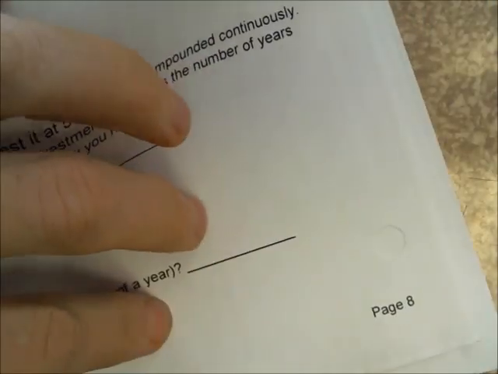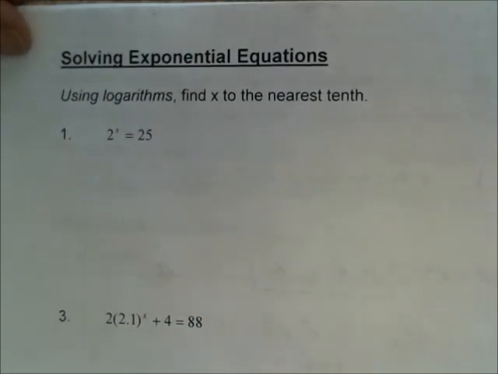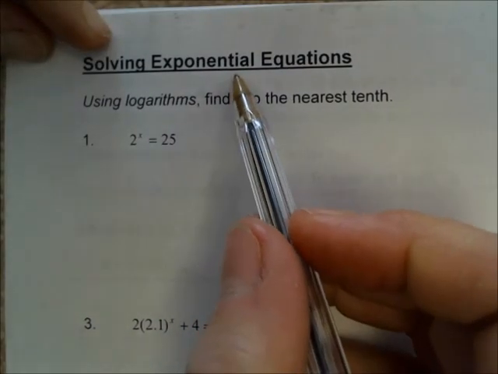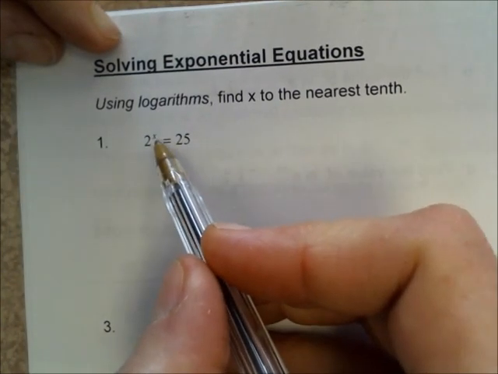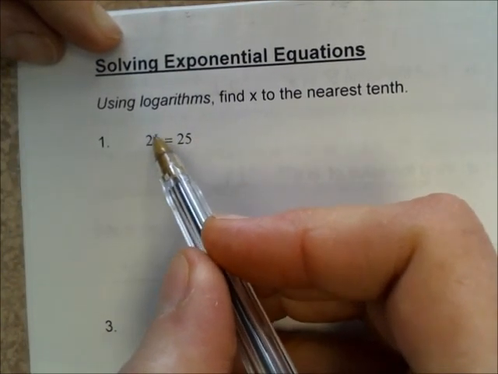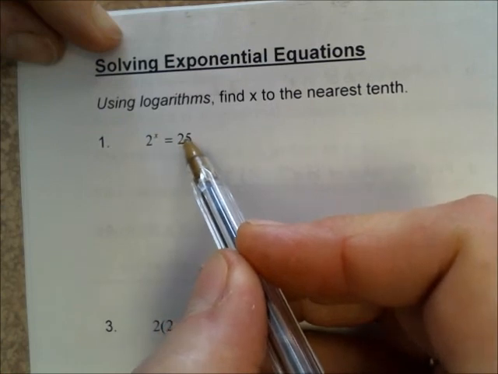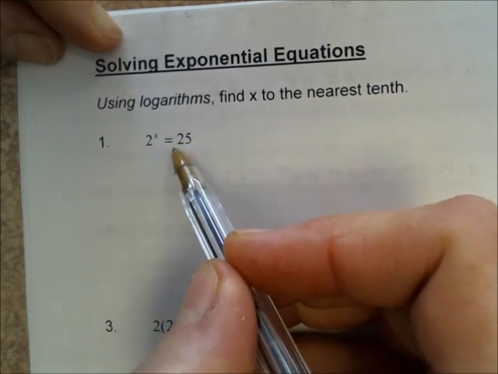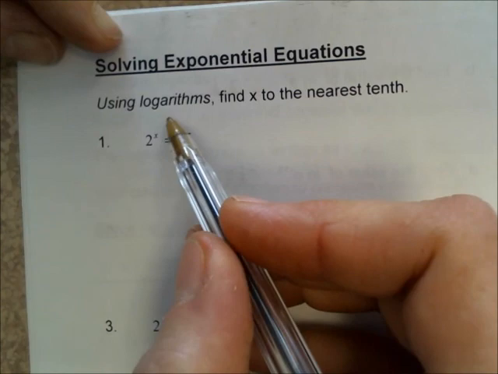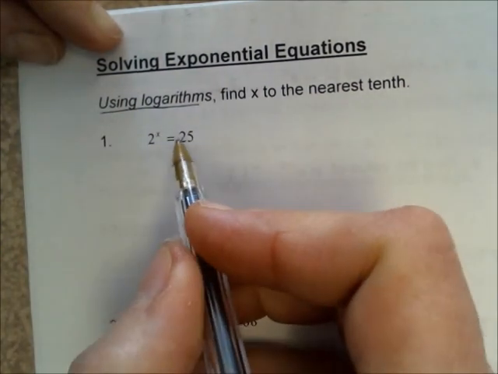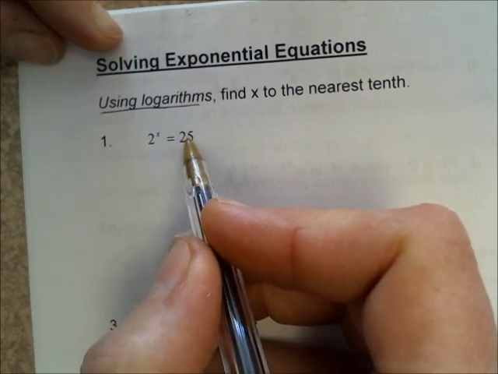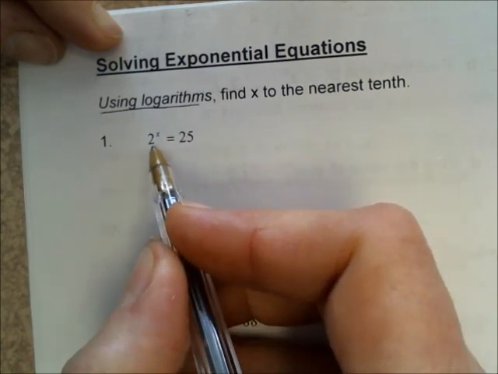On page 8 of your notes, we're going to be solving exponential equations. We solved exponential equations in the last chapter, chapter 7, but when we had an x in the exponent, we could bring both sides down to the same base. In these examples, we have to use logarithms because you'll see that you can't bring one of the sides down to the same base as the other side.